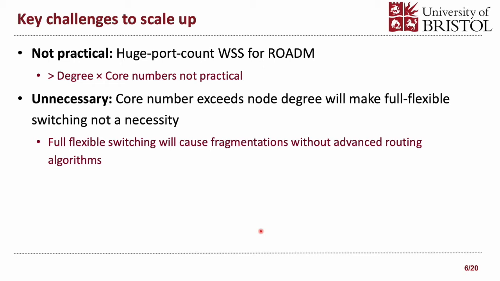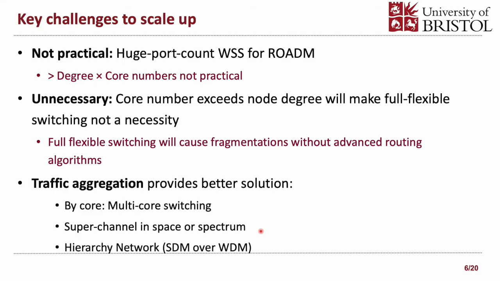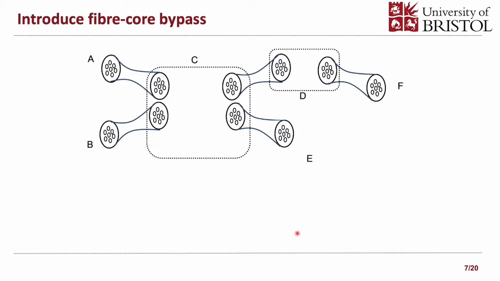If this is impractical and unnecessary, another alternative solution is to provide traffic aggregation, so traffic can be aggregated to a core or to a super channel, either in space or spectrum. Or we talk about SDM over WDM with a hierarchy network. So our solution is to introduce fiber core bypassing. We introduced this concept in 2017. And what's the key innovation of the fiber?